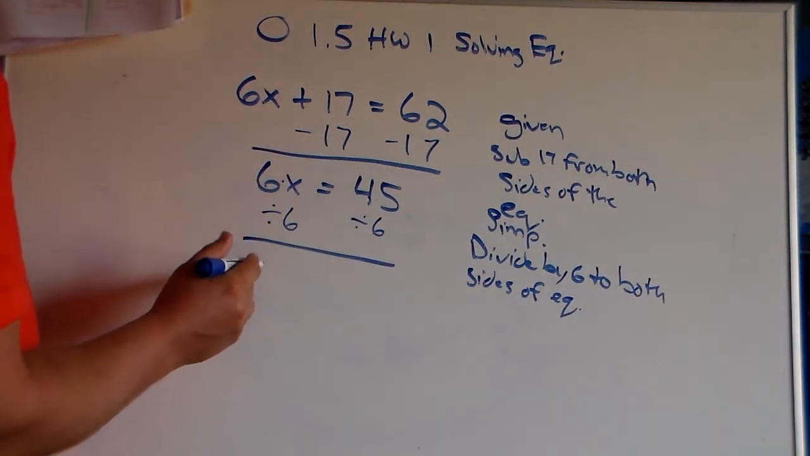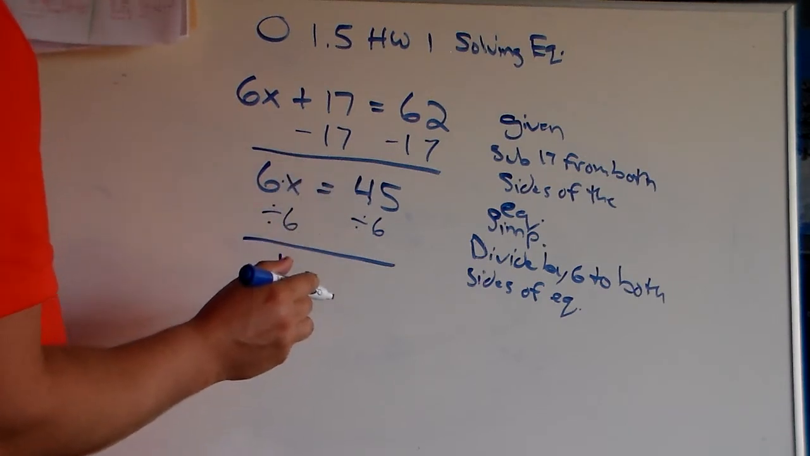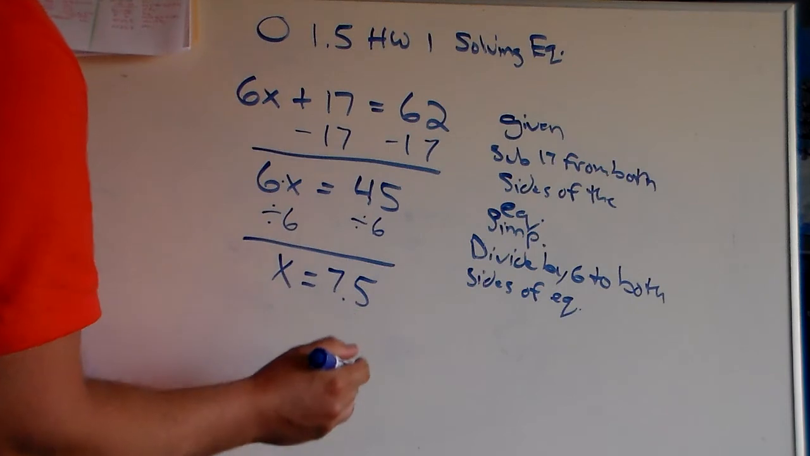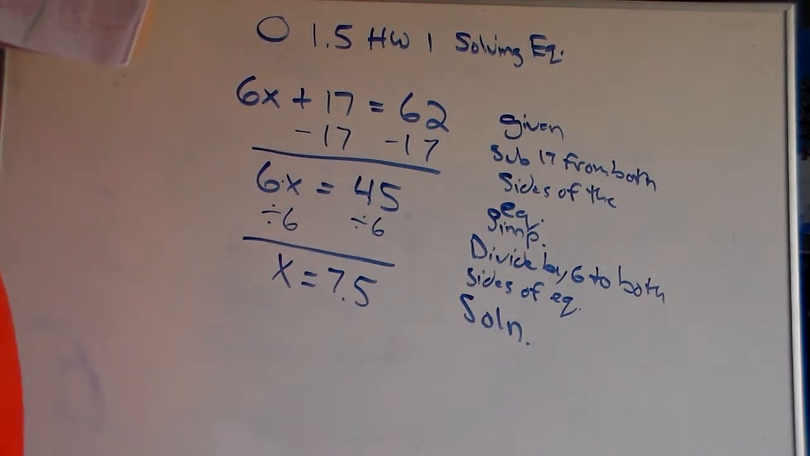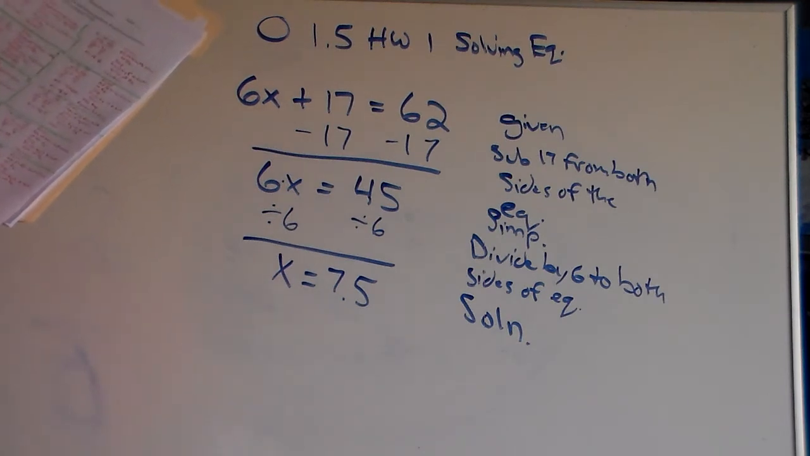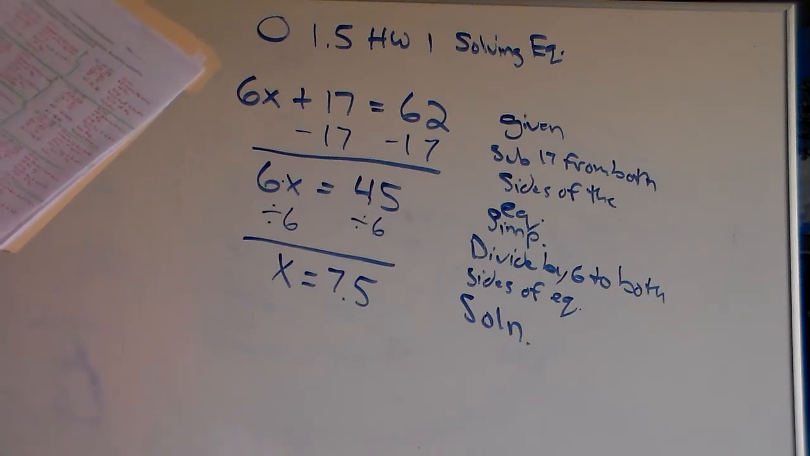6 divided by 6 gets us 1, aka just x. And then 45 divided by 6 gets you 7.5. And that's our solution. Notice, we want to make sure we read those directions. The directions say, isolate the variable in the following equations. Round your answers to the nearest tenth.